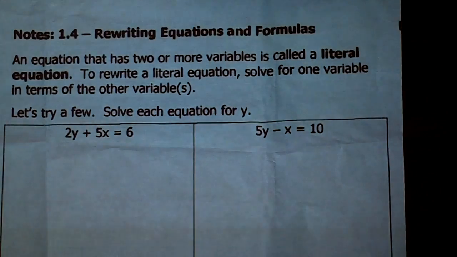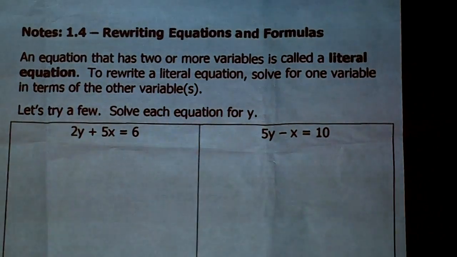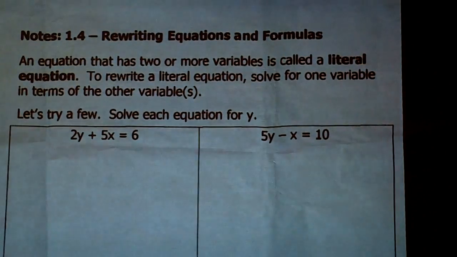So we have arrived at our final lesson in Unit 1, and we are on Section 1.4, Rewriting Equations and Formulas. So we're going to talk about another new kind of equation called a literal equation. So basically you'll know something's a literal equation if it has two or more variables. I know you're used to just having one variable to solve for. With these, you're going to see that you have multiple variables and you just pick one to solve for.